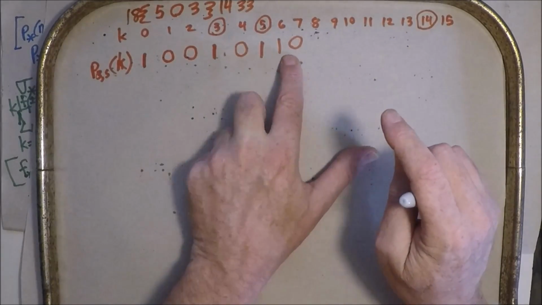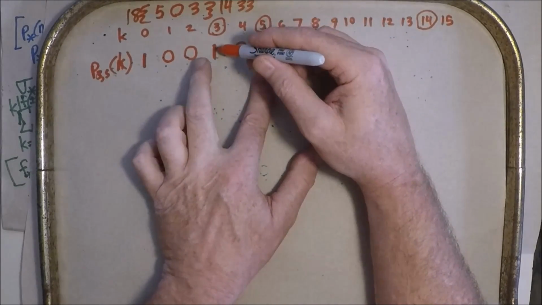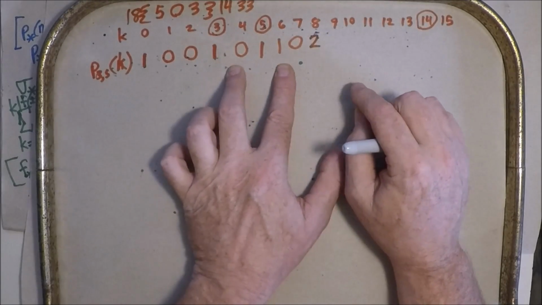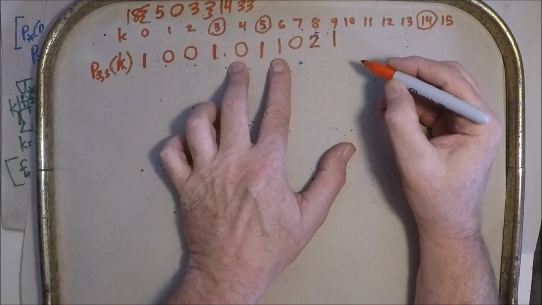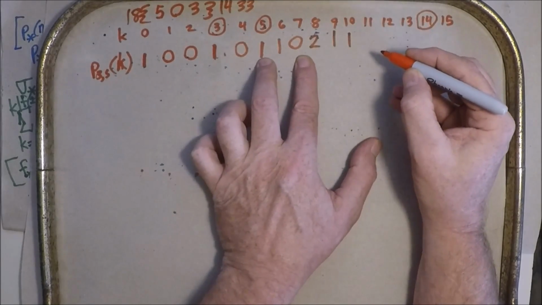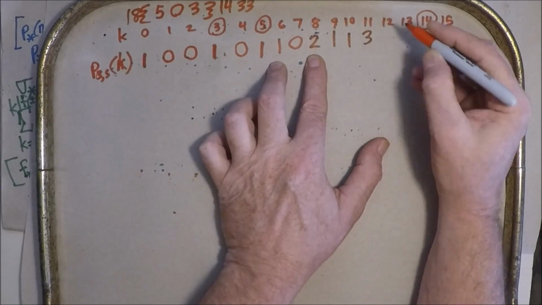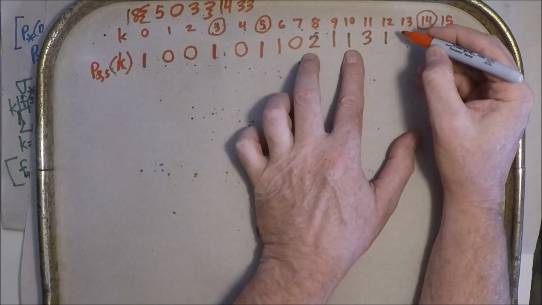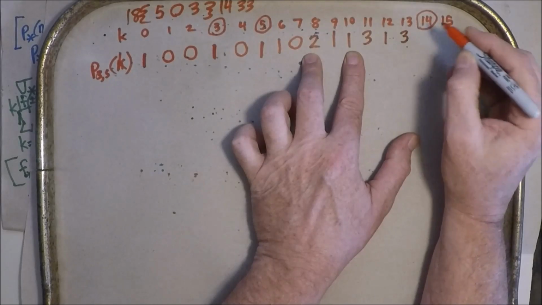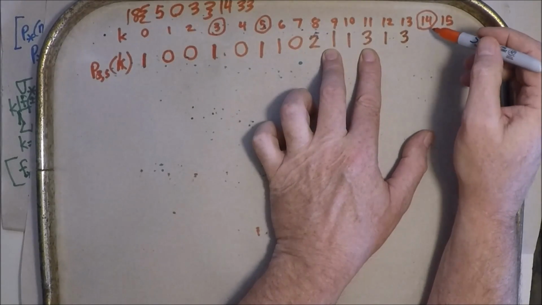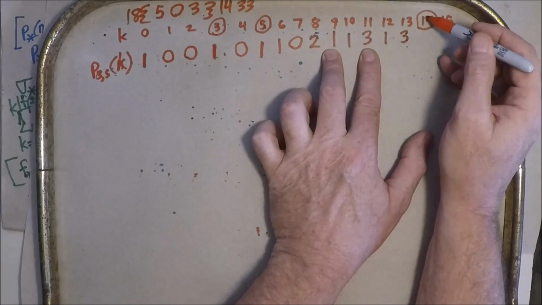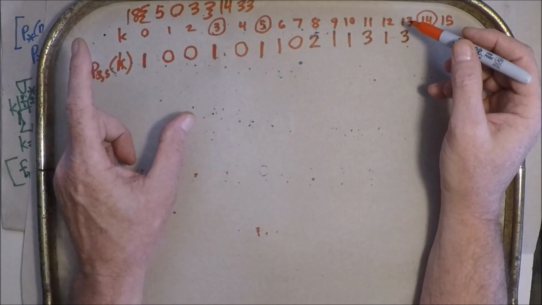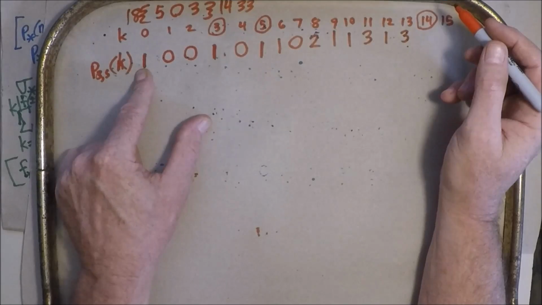So we can just go ahead and 1, 2, 3, 4, 5 from 8. 1, 2, 3. Then 8 is 2. And 9 is 1. And 10 is 1. And 11 is 3. And 12 is 1. And 13 is 3. And 14 is 4.